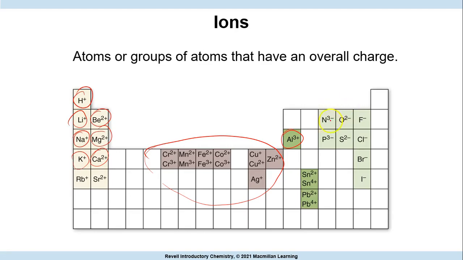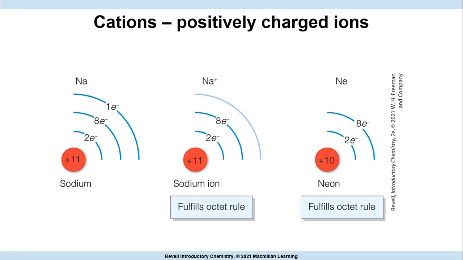And for the non-metal ions, we have the nitride, phosphide here, oxide, the sulfide, the chloride, the fluoride. So these are the anions. We call the negative ions the anions, and we call the positive ions the cations. So these are ions. Now let's see how the cations are formed. Like I just showed you, the cations are the positively charged ions. Let's take for example sodium.